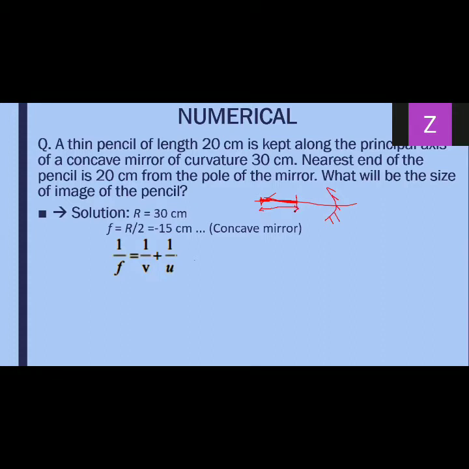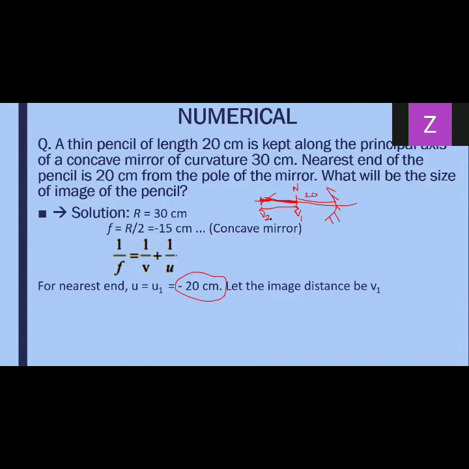So how do we find it out? We know this distance they're giving you, the nearest end, which they're giving as 20. So we consider the object distance for the nearest end, which is minus 20. Why minus? Because the object is always to the left, as per sign conventions. We can substitute and find the image formed at this point, considering it as V1. And we have to find V2 as well, so that we can find out that length.